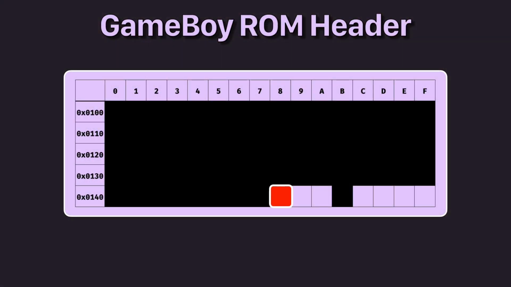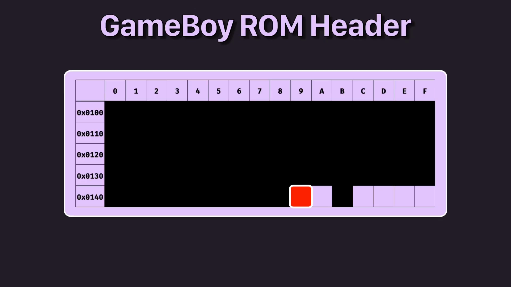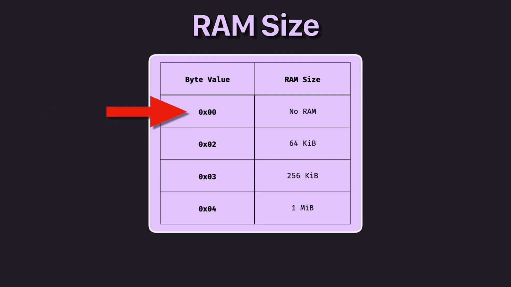The byte on address hex 148 specifies the ROM size of the cartridge. A value of 0 means that this cartridge has an internal ROM size of 32 kilobytes, while a value of 8 means that this cartridge has an internal ROM size of 8 megabytes. The byte on address hex 149 specifies the RAM size of the cartridge. A value of 0 means that this cartridge does not ship with any additional RAM, while a value of 4 means that this cartridge contains an additional 1 megabyte of RAM.